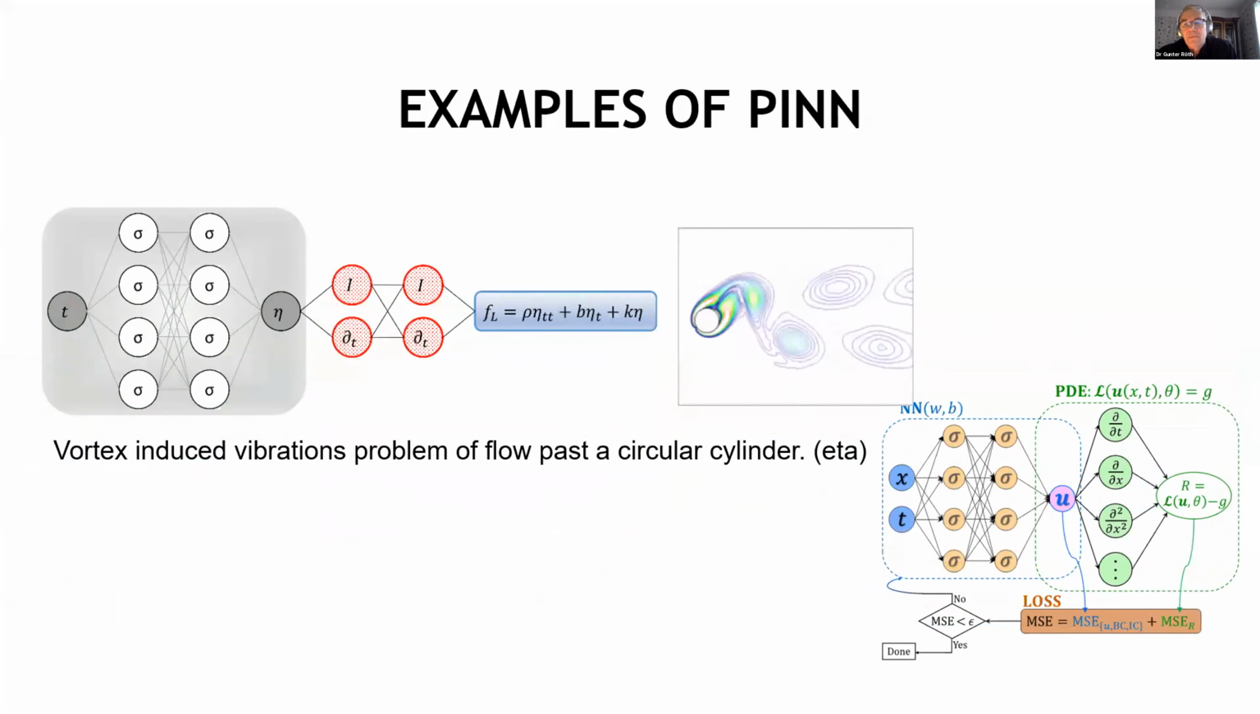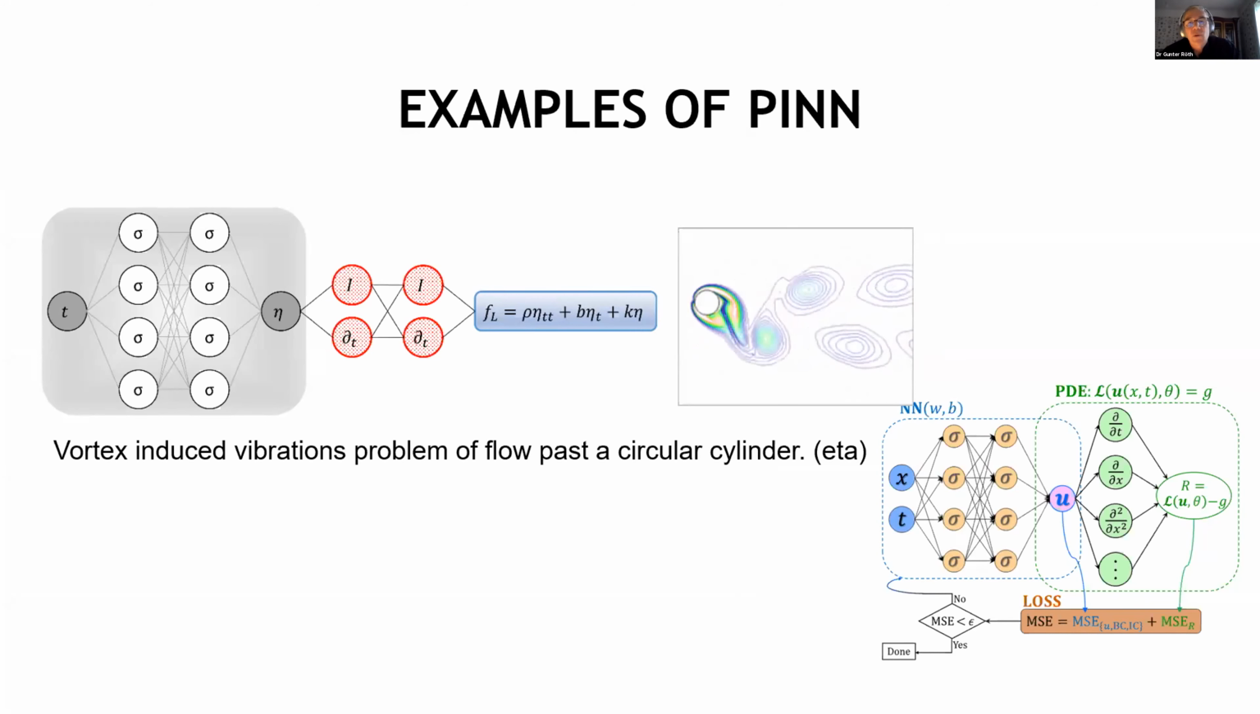Here we see, for example, one implementation of this vortex-induced vibration problem of a flow past a circular cylinder. This is the equation that is shown here with eta. You will see that the density is multiplied with a second derivative. Then we have the stiffness and the damping coefficient. Here, of course, the input to the network is only a value at time t. This is the only thing that we will have to show here, and then the network will have to compute the eta function.